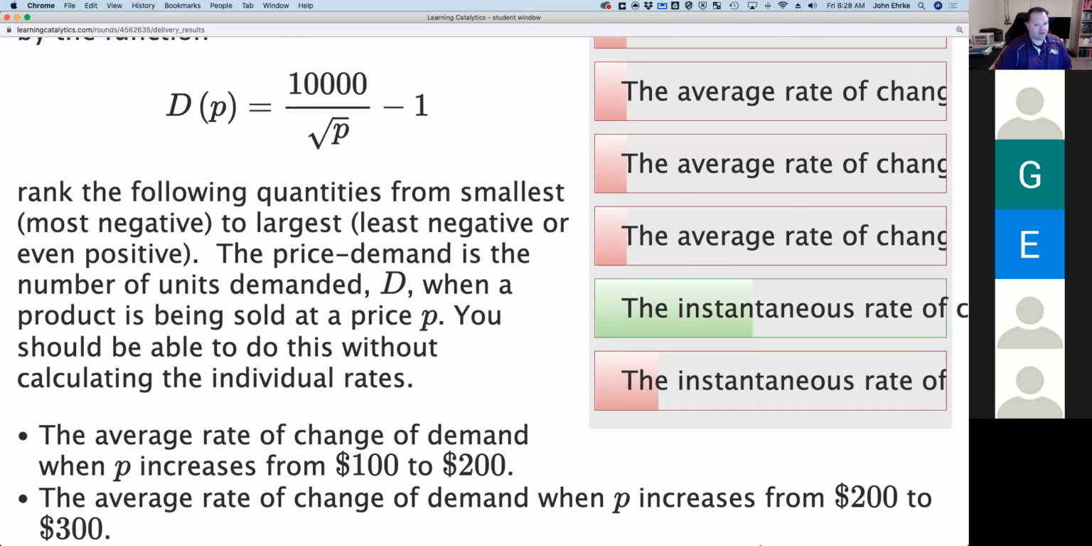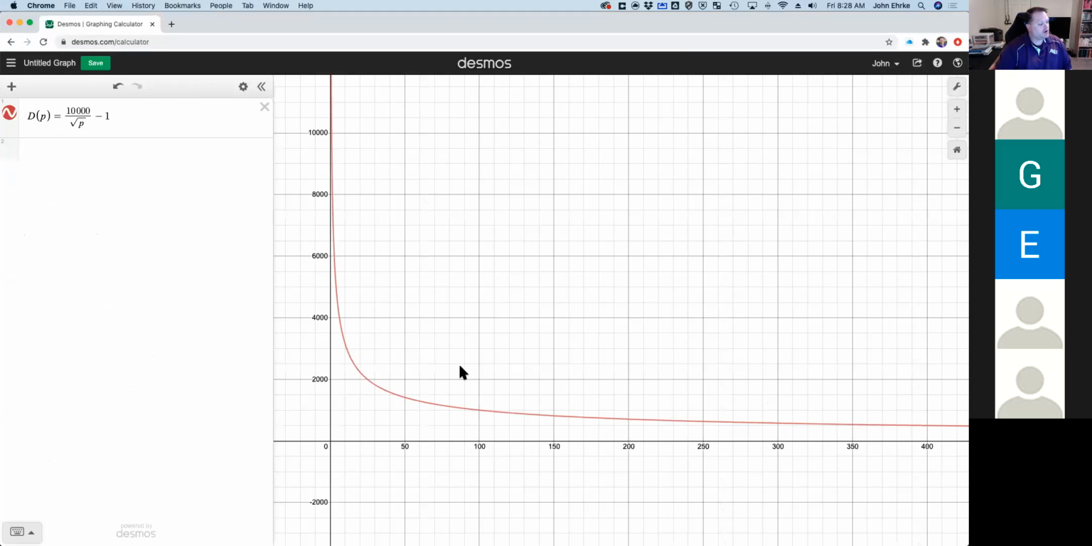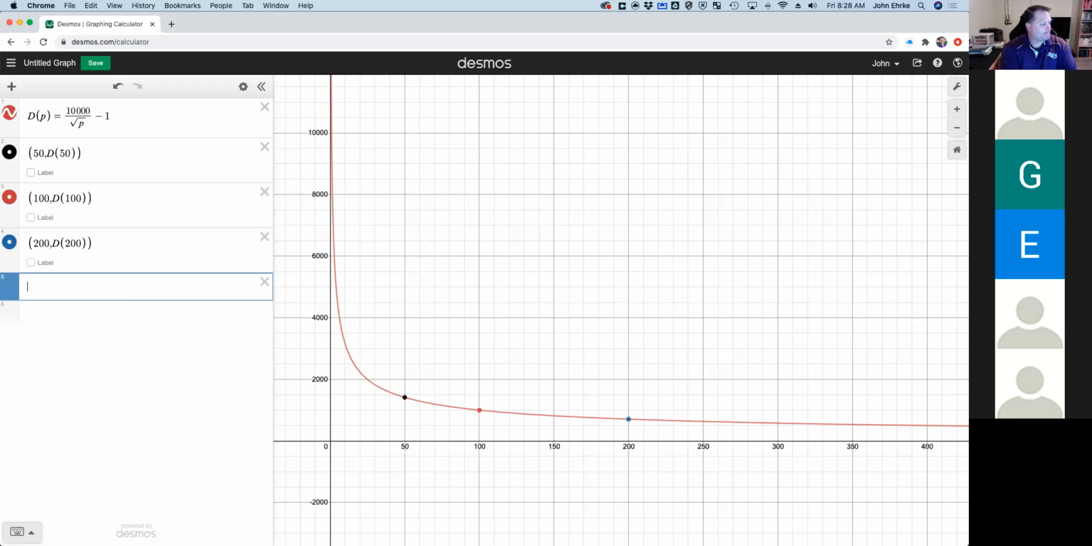Okay, let's take a look at why that is the case. So if you're here on Desmos, I'm looking at a couple of points, right? I'm looking at the point at 50, the point at 100, the point at 200, and the point at 300. These are all the x values involved. Now, I'm not going to take my time to actually calculate any of these lines or any of the slopes of these lines. I just want us to think about it this way.